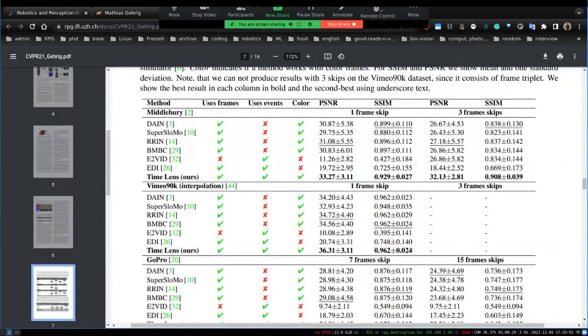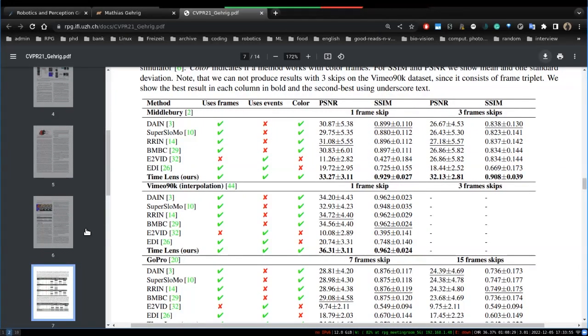Let's see. I'm opening the data. Okay, so I'm going to share a screen again. Share. Can you see this? Yep. Okay.